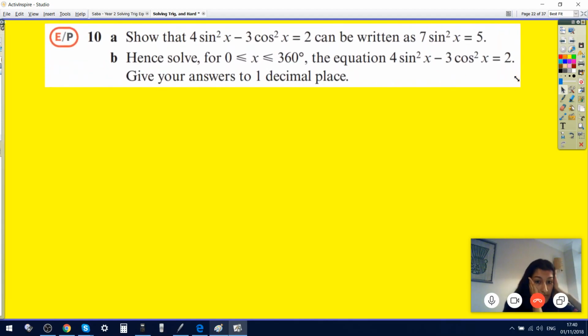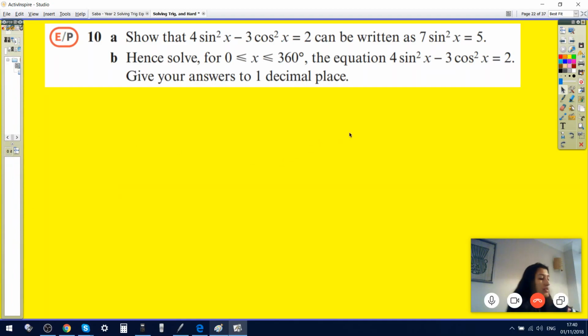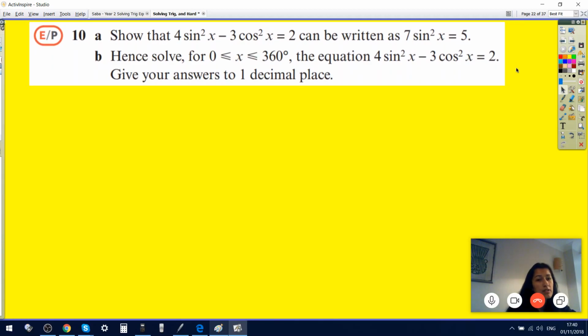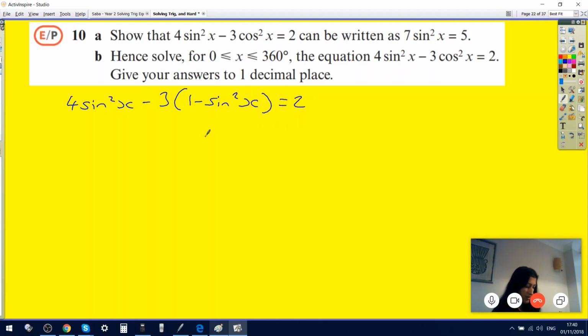Okay, this one. Let's do it. 4 sine squared x minus 3 cos squared x can be written as 7 sine squared x. So substitute the 3 cos squared x for 3 times 1 minus sine squared x. Equals 2. And then 4 sine squared x minus 3.